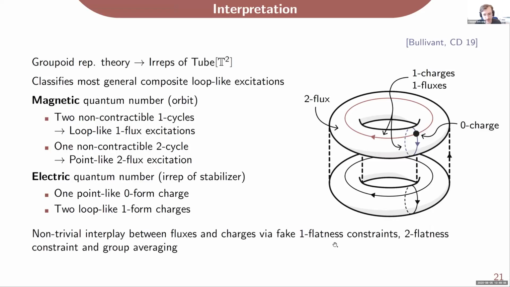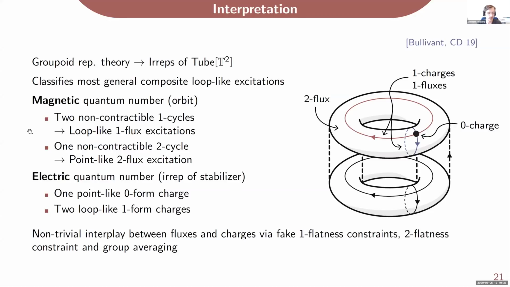Then once we have the tube algebra, we know how to compute the irreducible representations. Essentially, because all these tube algebras we can rephrase as groupoid algebras, we can apply groupoid representation theory, which is like an extension of group theory, and systematically find the irreducible representations. And this will classify the most general kind of loop-like excitation we can have in these models. Well, there are many components involved, and the interpretation is a bit tricky.